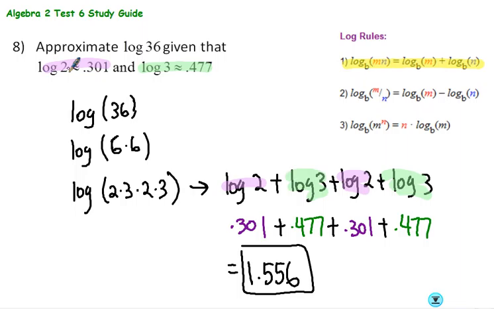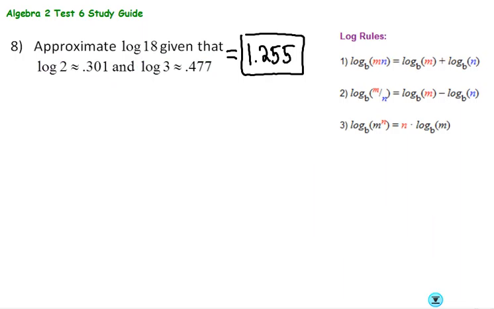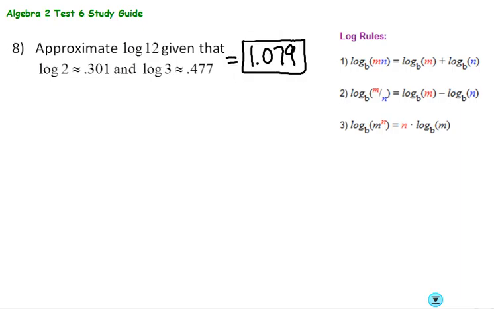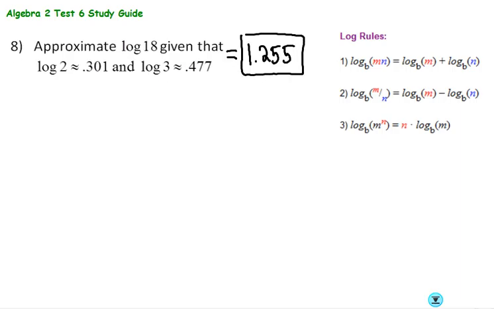Go ahead and pause now and try number 8 in the middle. All right, so let's see what you got for number 8 in the middle. You should have got 1.255, and number 8 on the right side should get 1.079. So those are your two answers there. If you got both of those, great. Let's move on to number 9. If you didn't, then let's go back and talk about number 8 in the middle.